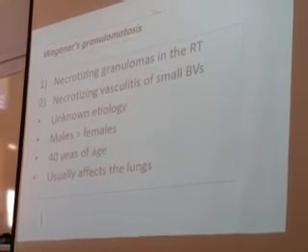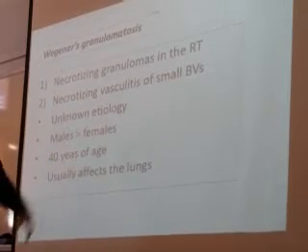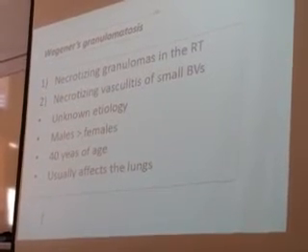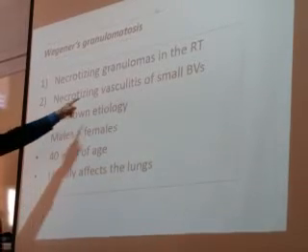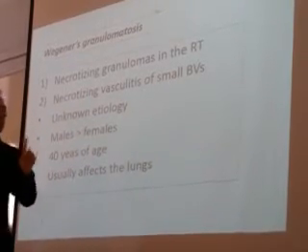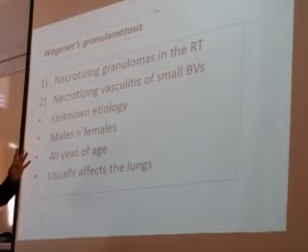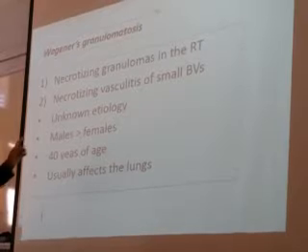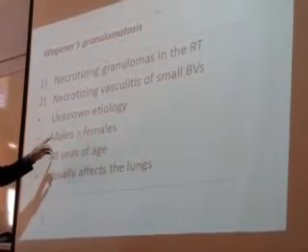3 things. In the lungs, it causes necrotizing granulomas in the upper and the lower respiratory tract. And it also causes necrotizing vasculitis of the small blood vessels. The etiology is unknown, but there is an antibody, the C-ANCA, anti-neutrophilic cytoplasmic antibody.